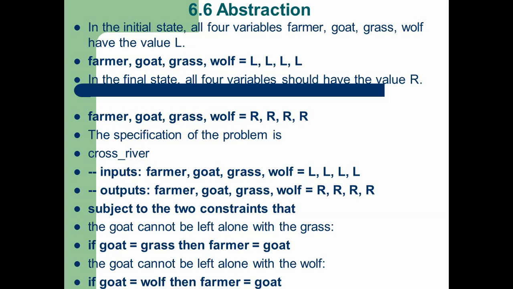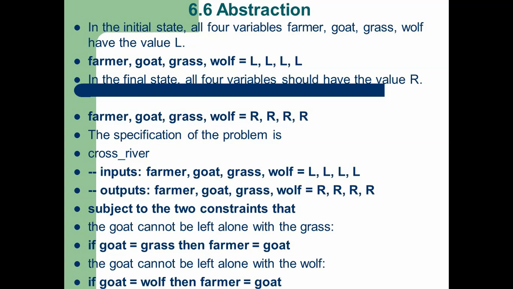Who travels first from the left side to the right, and who should not be allowed to be left alone, otherwise it will damage the other? For example, the goat cannot be left alone with the grass because the goat will eat the grass. The goat cannot be left with the wolf because the wolf will eat the goat. So this is how the relationship of inputs and outputs is mentioned, and the properties of the input are carried out.